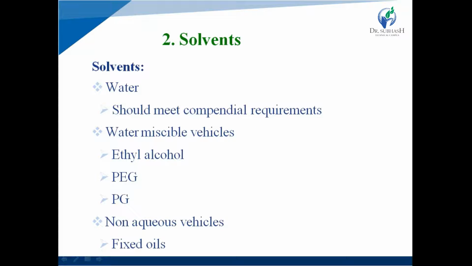Next one is solvents. Which type of solvent is used? Water. Water should meet compendial requirements. Next one is water miscible vehicle. Examples are ethyl alcohol, polyethylene glycol, and PG means propylene glycol. Next one is non-aqueous vehicle. Example is fixed oils.